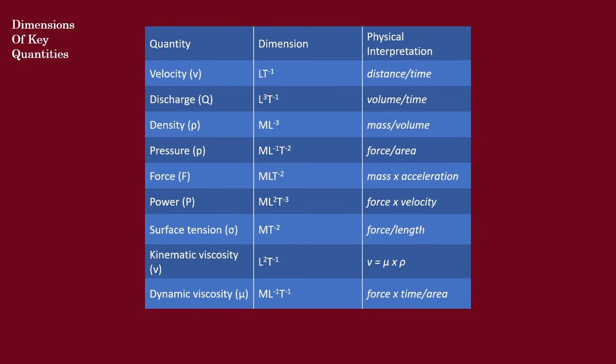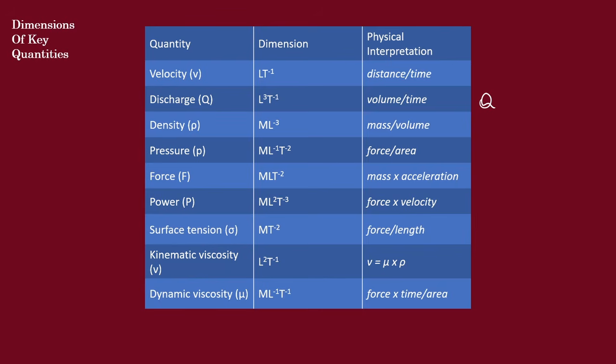So the dimensions of key quantities, we're able to do some of these ourselves. So velocity, the physical interpretation of this is distance per unit time. Discharge Q, capital Q, we'll see this when handling various types of heads and Bernoulli's principle and the continuity equation too. Okay, so discharge Q is the volume per time. Density is mass per volume. Surface tension is force per unit length, then there is kinematic viscosity, and this is dynamic viscosity.